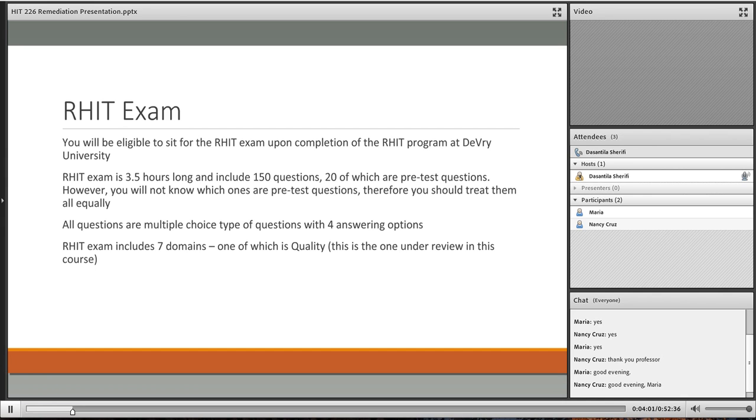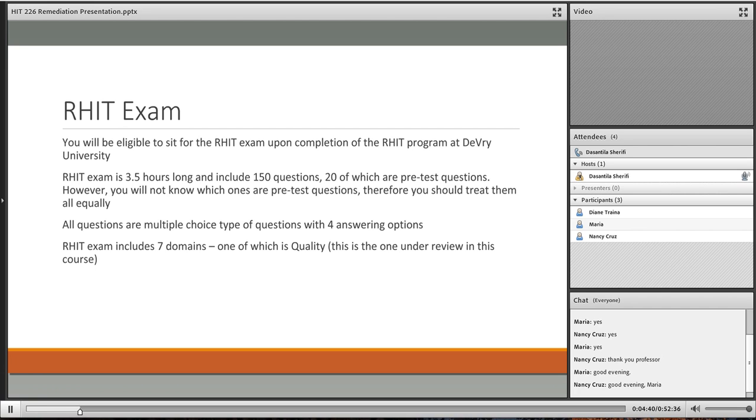20 of these questions in the RHIT exam are called pre-test questions, but you do not know which ones they are, so you treat them all equally. What does it mean? It means that there may be a chance that in your RHIT exam, you will see questions and think, did I ever study this? And it could be that maybe you did not. It really depends on what those pre-test questions look like. The reason the exam makers include them is because they want to check their validity and the opportunity for inclusion in future exams. So you don't have to worry about that much.